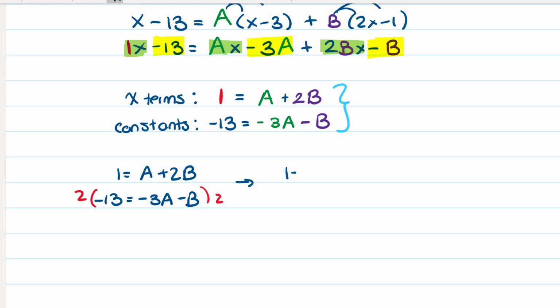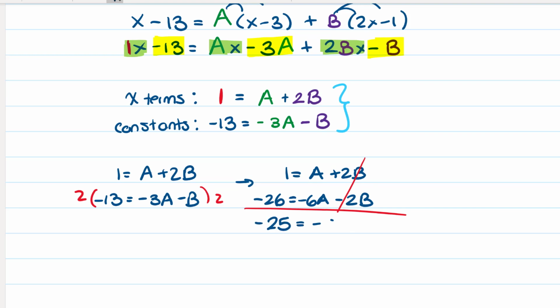So I get 1 equals a plus 2b, and I get negative 26 is equal to negative 6a minus 2b. I'll go ahead and combine those, my b's cancel off. I get negative 25 equals negative 5a, so a is going to be 5. Okay, so I've solved for a.